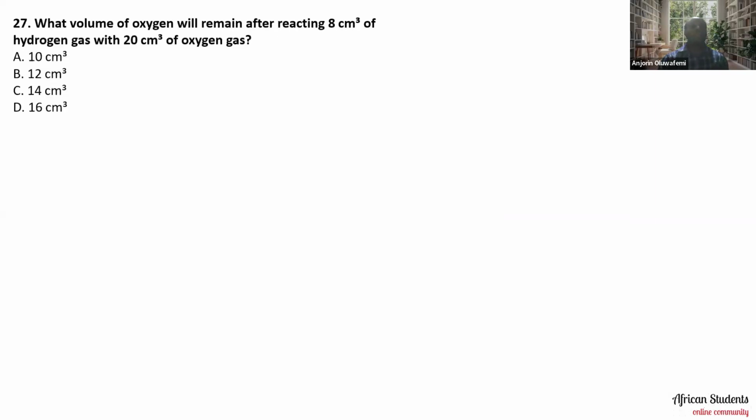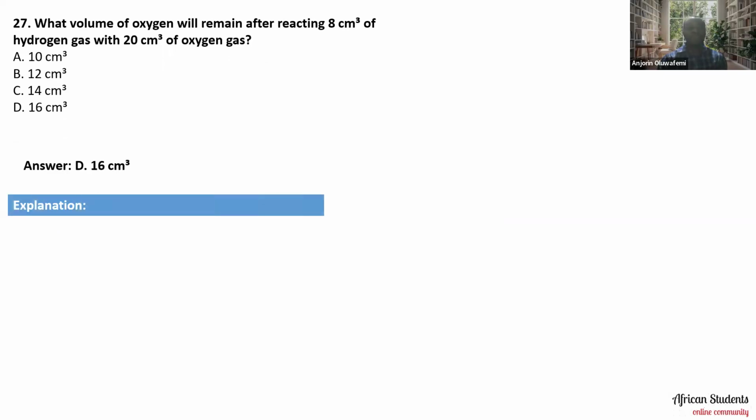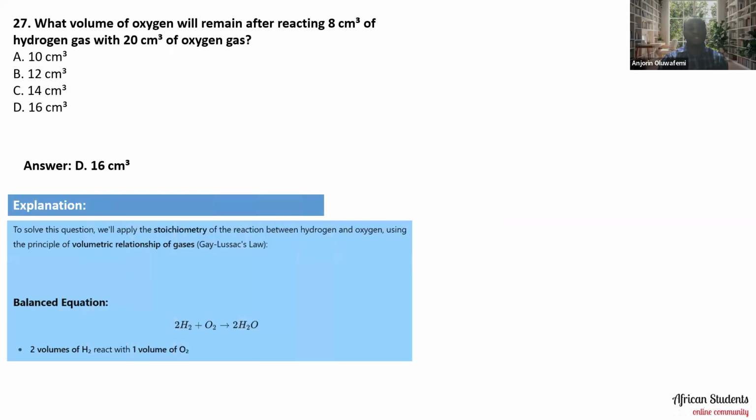Okay. What volume of oxygen will remain after reacting 8 cm³ of hydrogen gas with 20 cm³ of oxygen gas? Is it 10 cm³, 12 cm³, 14 cm³, or 16 cm³? The answer is 16 cm³, and the explanation is what is given below. Now, to solve this question, we apply the stoichiometry of the reaction between hydrogen and oxygen using the principle of volumetric relationships of gases.